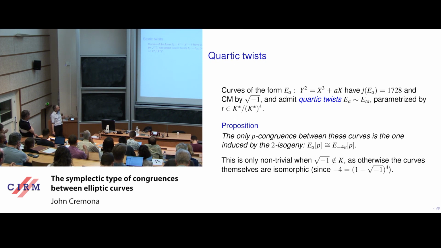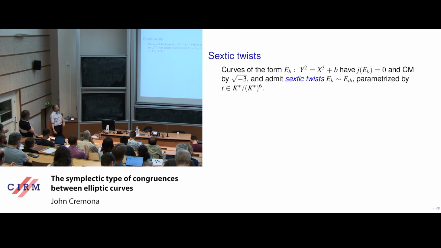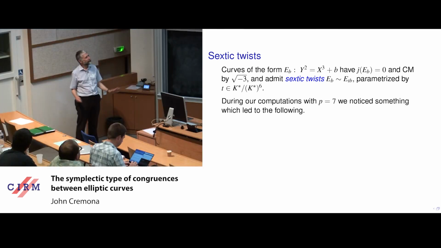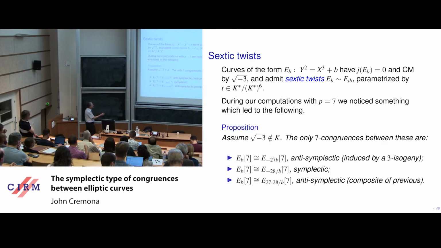For sextic twists, we have just one strange thing, so I really wanted to get to this. Here, we've only done it over Q and for P equals 7, but this is what happens. You always get a kind of boring twist with an isogenous curve. Now the parameter is in x cubed plus b; it's the b that we're twisting. If you replace b by -27b, you get a 3-isogenous curve. 3 is a quadratic non-residue mod 7, so that's antisymplectic. That's no surprise, but this is the funny one.